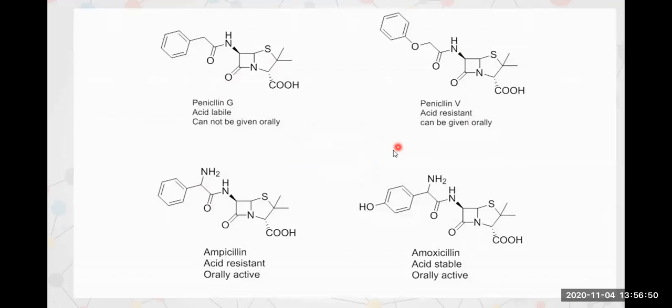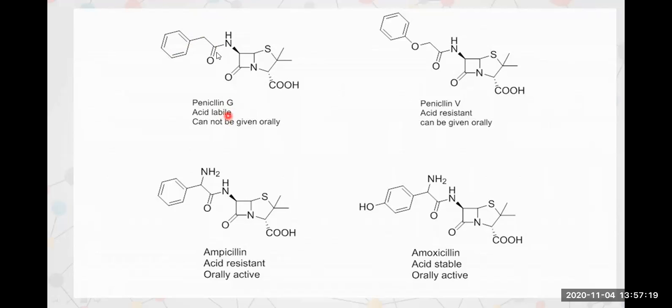Okay. See now, these are a few examples and how they are modified to make the compound stable. See, penicillin G. This is the structure for penicillin G. What is penicillin G? It is a benzyl group. Benzyl means benzene with CH2. It is benzyl. So if you attach benzyl, the compound is acid labile.